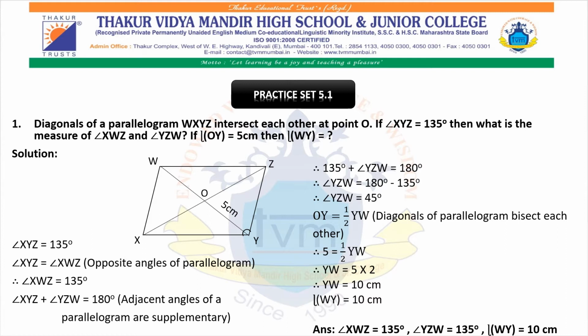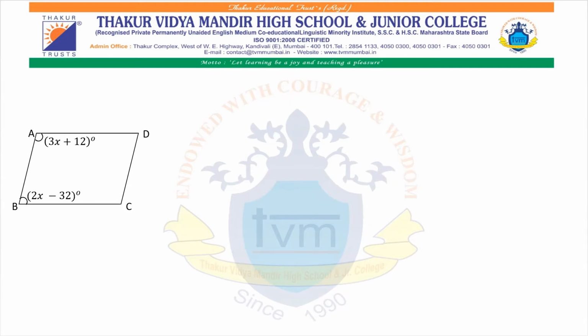OY is equal to half of YW because diagonals of a parallelogram bisect each other. Therefore, 5 is equal to half YW. Therefore, YW is equal to 5 into 2. Therefore, YW is equal to 10 centimeters. So, length WY is equal to 10 centimeters. Answer: angle XWZ is equal to 135 degrees. Angle YZW is equal to 45 degrees. Length WY is equal to 10 centimeters.